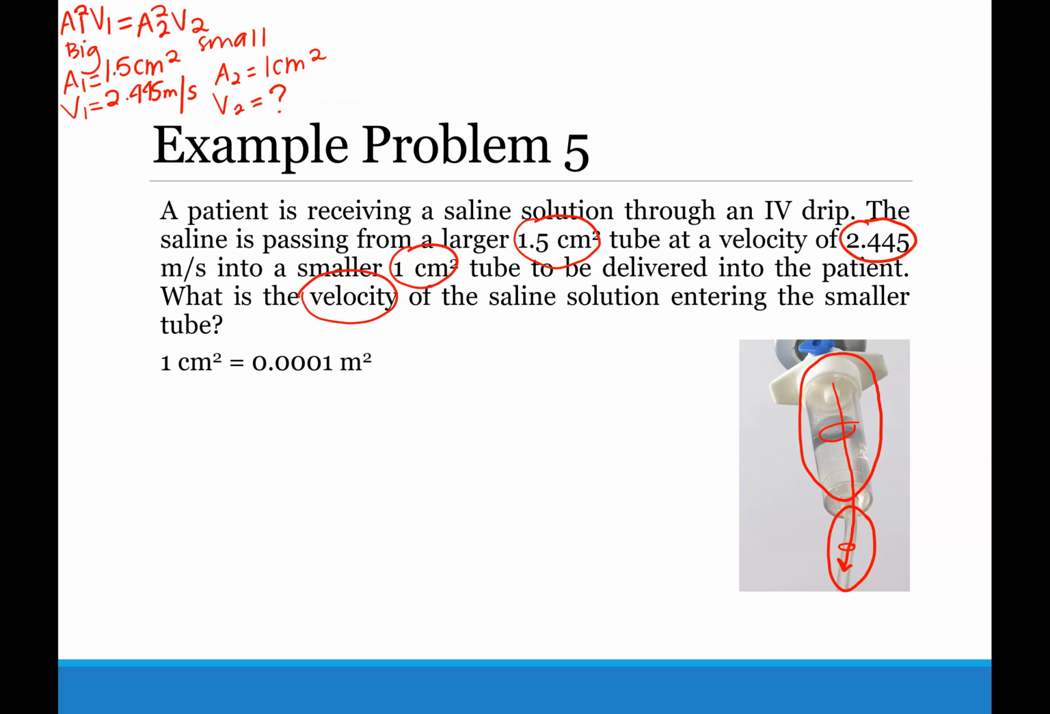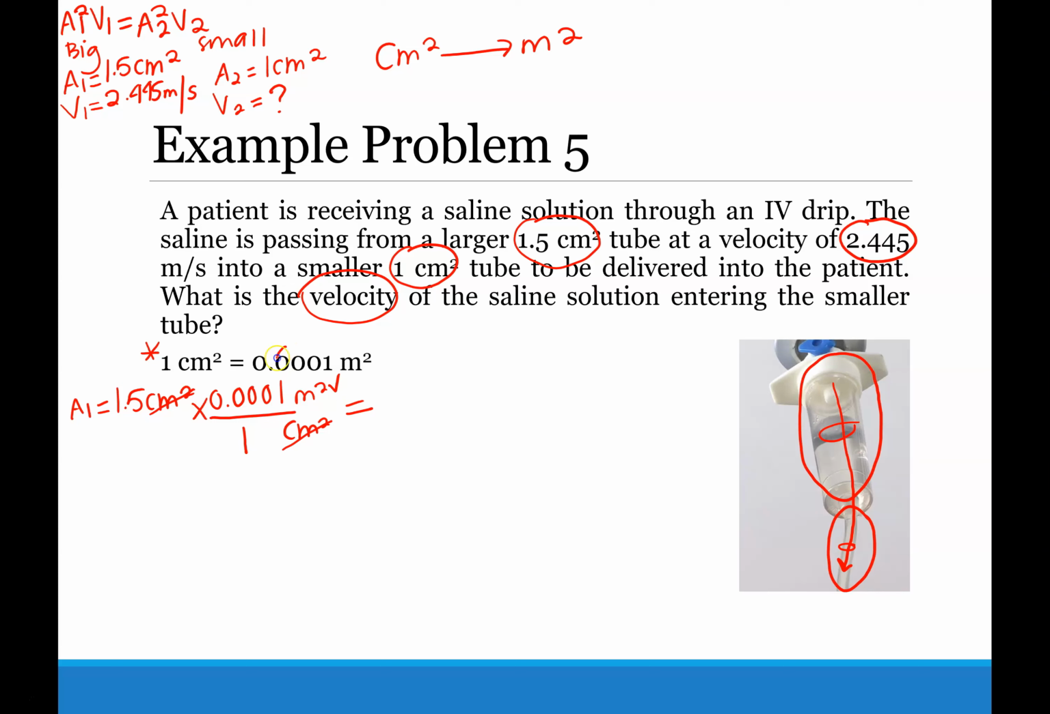Just right off the bat, doing a unit check, you can see that A1 and A2 are not in their correct units. We have to convert from centimeters squared to meters squared, and we have a conversion factor for that already given to us. So starting with A1 equals 1.5 centimeters squared, and we're converting to meters squared. There's a direct conversion factor for that, so it says that 1 centimeter squared equals 0.0001 meters squared. Centimeters squared cancels and we're left with meters squared.